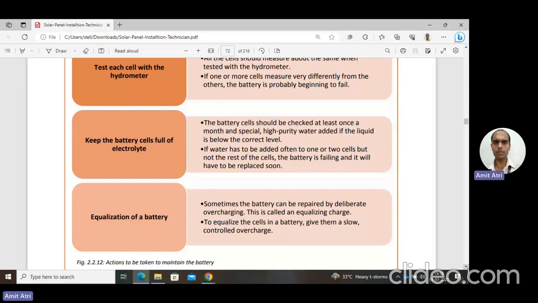Another activity should be the equalization of the battery. Sometimes the battery can be repaired by deliberate overcharging, but we cannot just simply provide an extra charge, because we need to give a very slow, controlled overvoltage. Overcharge means it is charged with a higher charge, and that should be given very slowly. This is called the equalizing charge.